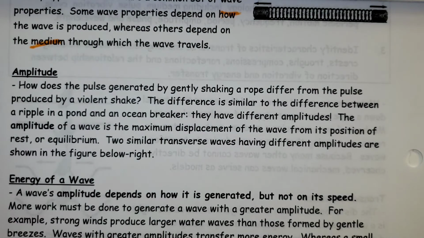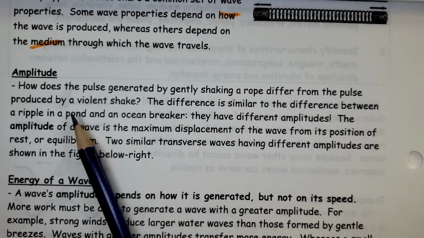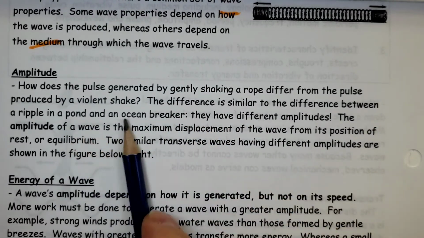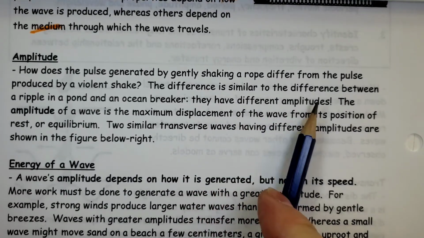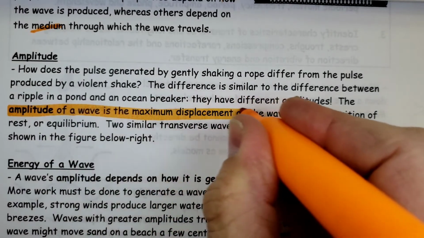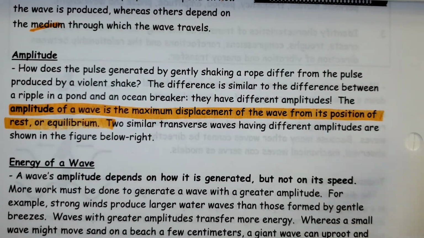Amplitude, first of all. How does the pulse generated by a gentle shaking of a rope differ from the pulse produced by a violent shake? The difference is similar to the difference between a ripple in a pond and an ocean breaker. They have different amplitudes. Therefore, the amplitude of a wave is the maximum displacement from where it was at rest.